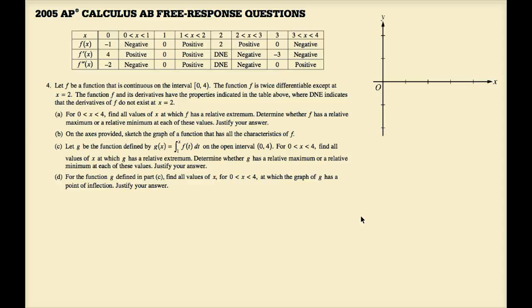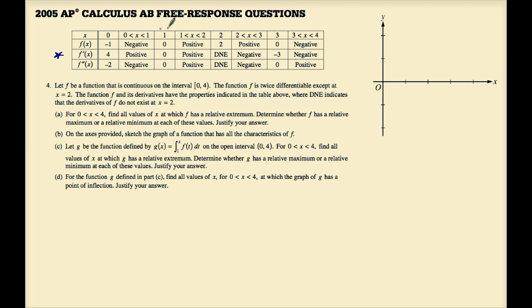Letter A, for 0 less than x less than 4, find all values of x at which f has a relative extremum. Determine whether f has a relative maximum or a relative minimum at each of these values, and justify your answer. Critical numbers of a function occur where the first derivative is equal to 0 or is not defined.